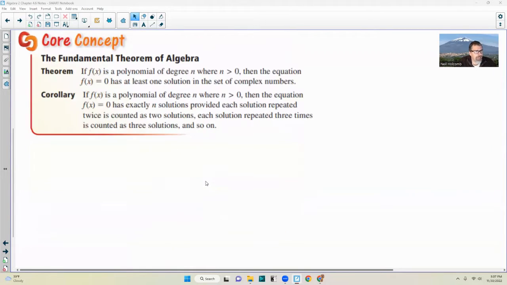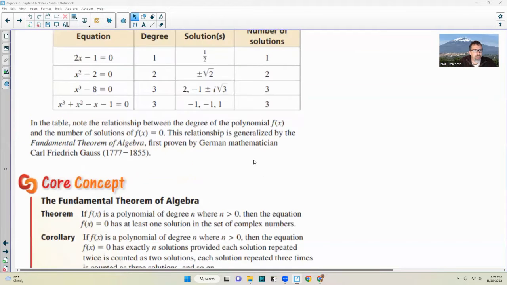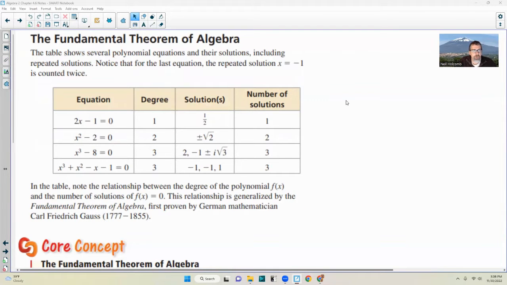The core concept says, the fundamental theorem of algebra, theorem: if f of x is a polynomial of degree n, where n is positive, then the equation f of x equals 0 has at least one solution in the set of complex numbers. Corollary: if f of x is a polynomial of degree n where n is positive, then the equation f of x equals 0 has exactly n solutions, provided each solution repeated twice is counted as 2 solutions. Each solution repeated 3 times is counted as 3 solutions, and so on. Okay, so as long as you're counting those repeated solutions as individual solutions, then this theorem holds.